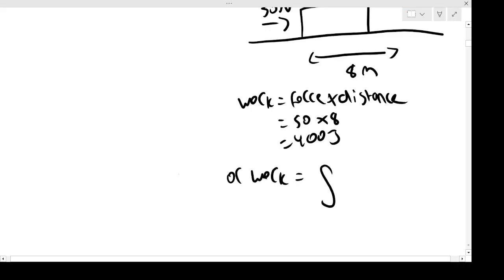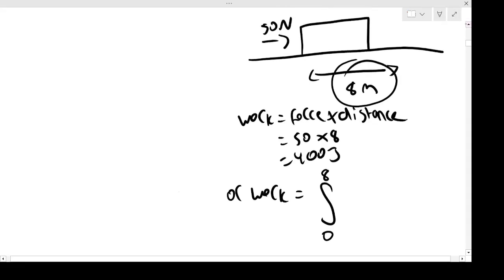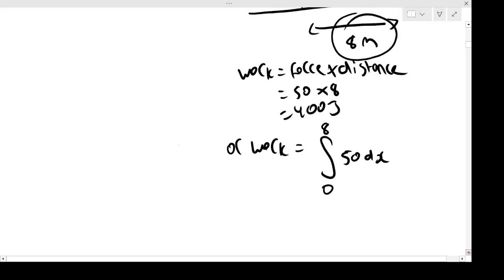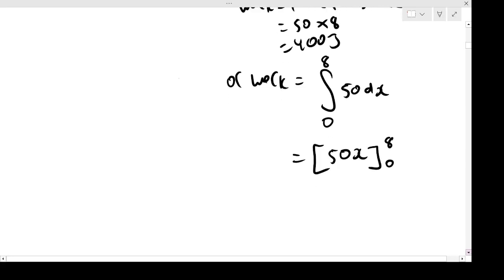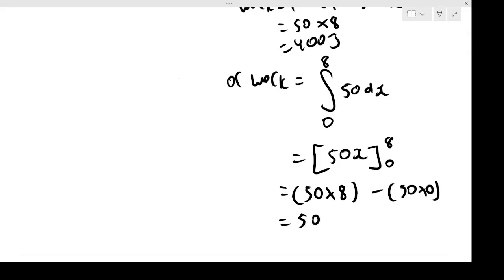And so the integral is going to be between 0 and the distance, which is 8, of my force. Now my force is just 50, so it's just going to be 50 lots of dx, okay? And so therefore we just work out this definite integral, think back to normal maths. So integrating 50, that gets me 50x between 8 and 0. And so if I just sub in these limits, I get 50 times 8, take away 50 times 0, which is just 50 times 8. And hopefully you recognise this is the same as force times distance, right?